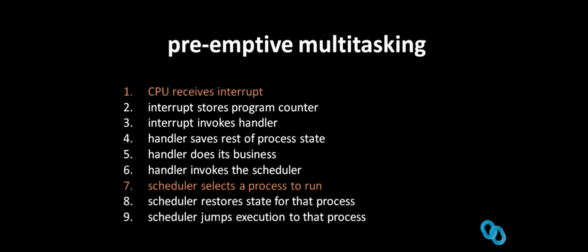To ensure that the scheduler gets to run on a regular basis, whether any I/O devices need attention or not, a clock device on the main board is configured to send an interrupt on a regular basis, say once every 10 or 20 milliseconds.